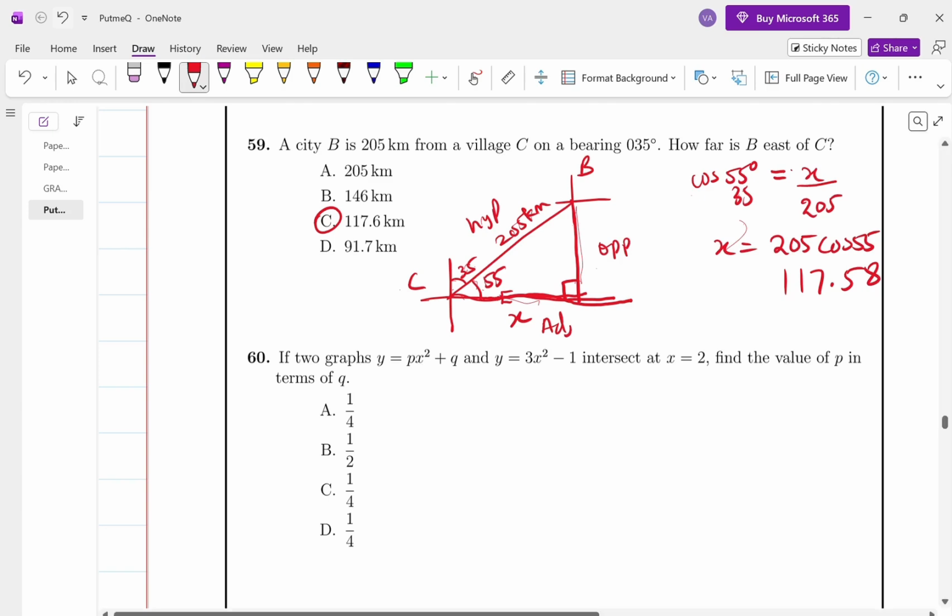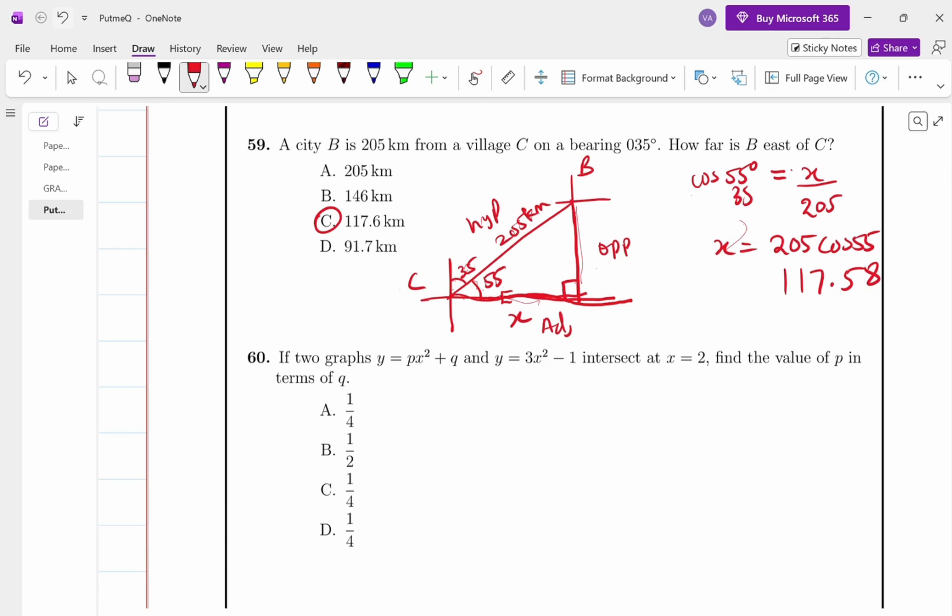Okay, let's move to the next one. So I'll just maybe end at 60 before restarting. If two graphs, this and this, intersect at s equal to 2, find the value of p in terms of q. Something is not right. I think there's a misprint here, but I'll give you the right one. So it says that s is equal to 2.